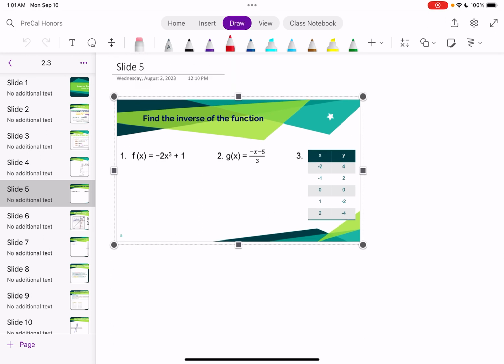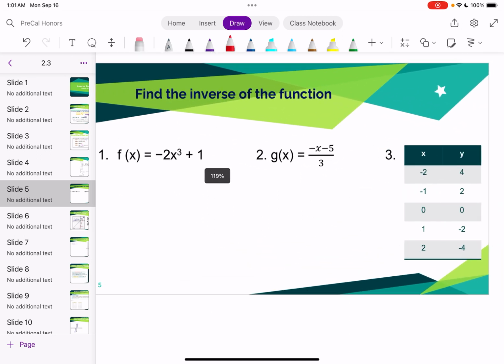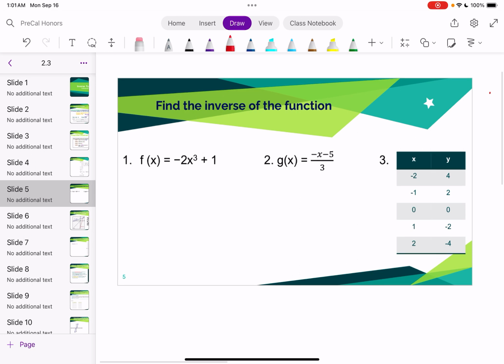In slide 5, we have 3 different problems. What I highly suggest is to go ahead, pause the video, and work on these 3, or at least the first 2, on your own, and we will go over them together.